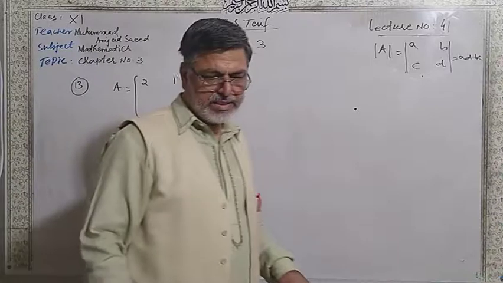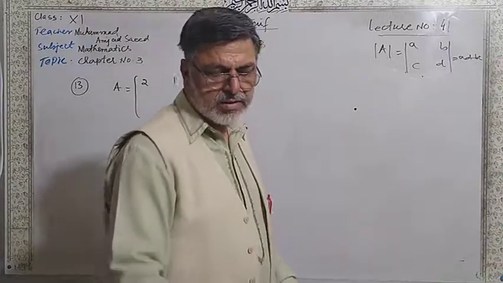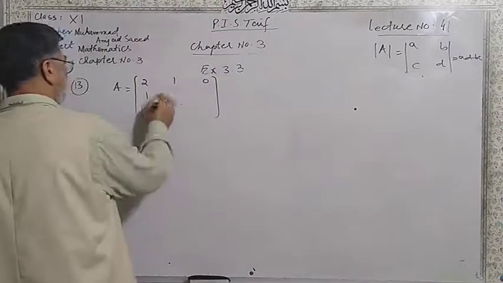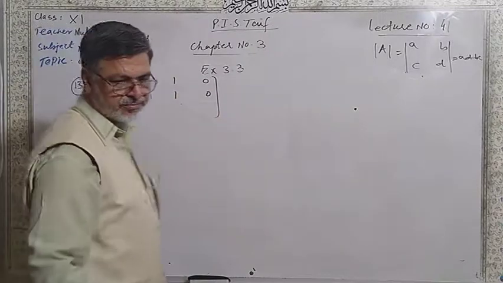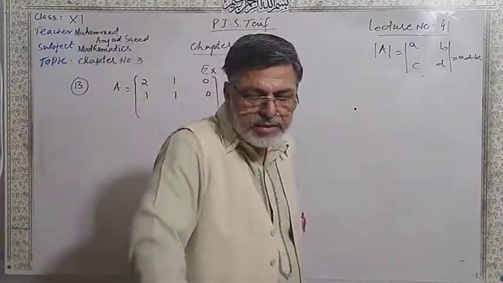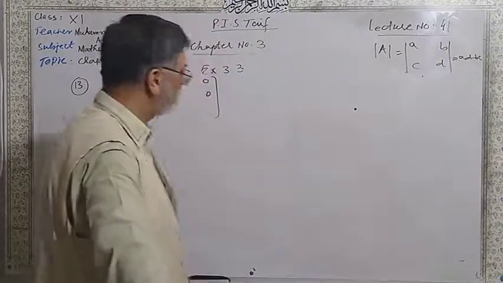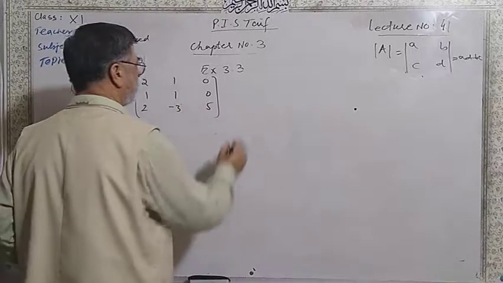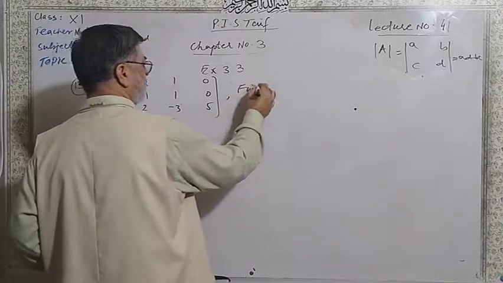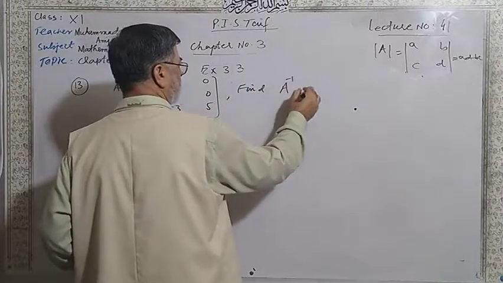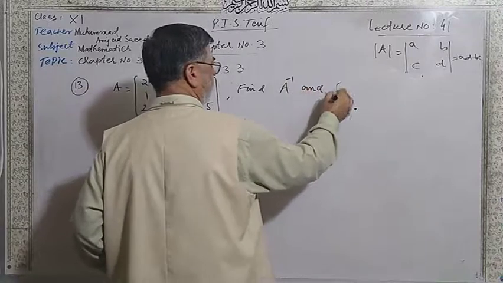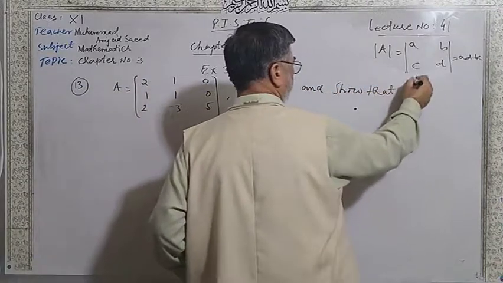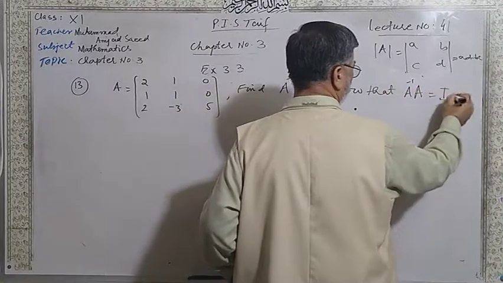A is 2 1 0, 1 1 0, 2 minus 3 5. Find A inverse and show that A inverse A is equal to I3.